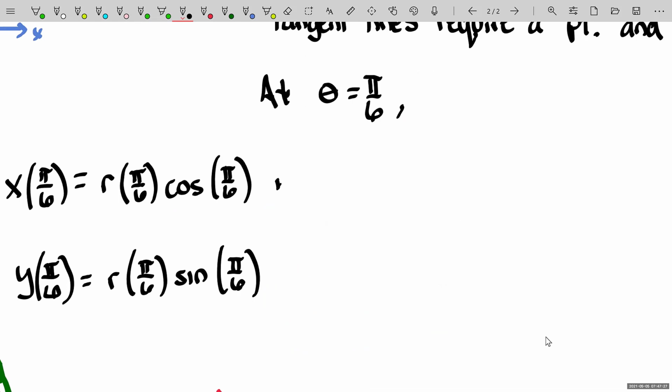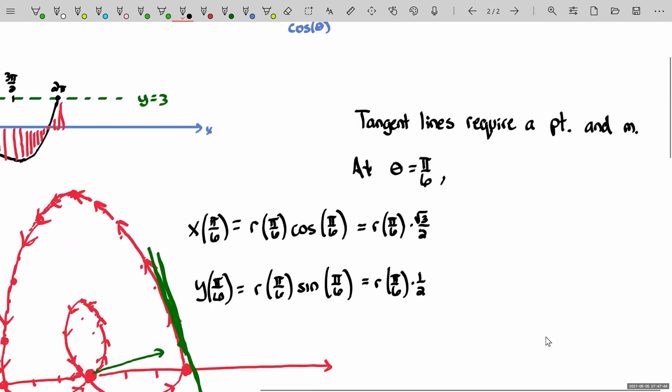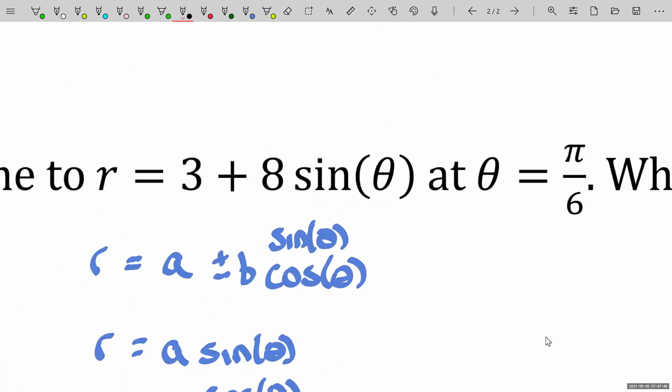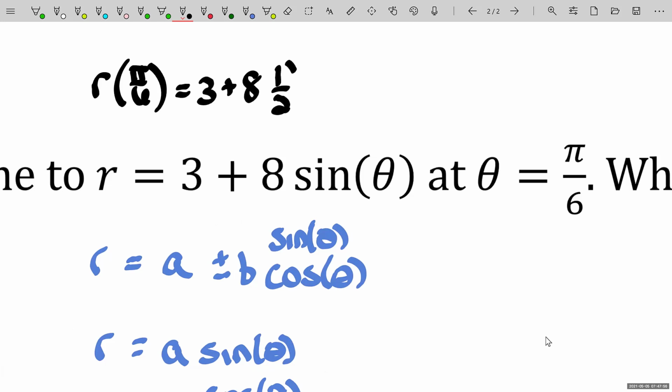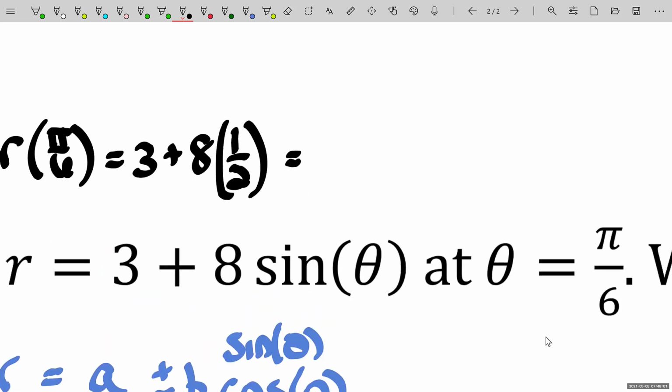So this is going to equal r of pi over 6 times root 3 over 2 and r of pi over 6 times 1/2. Now we go to r, and we see that r is equal to 3 plus 8 sine of theta. So r of pi over 6 would equal 3 plus 8 times 1/2. Not 8.5, but 8 times 1/2. So that'll be 4 plus 3, or 7.